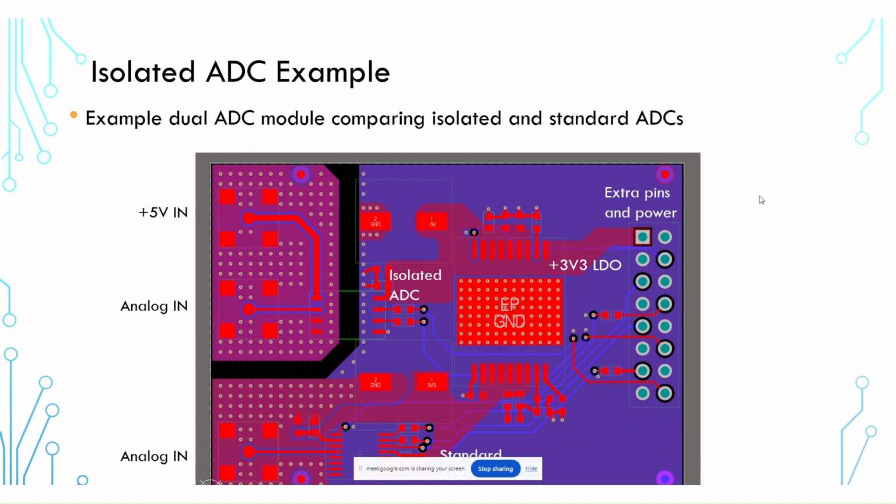So here's another example of usage of an isolated ADC, which we showed in a video. This example shows just a dual ADC module. Here we have our isolated ADC in this upper left corner, and then down below we have our standard ADC. Basically what we're doing is we have 3.3 volts on the right-hand side, which then supplies all of the power pins for the standard ADC, as well as the isolated ADC on the digital side. And then here on the left side, we would have a power input on one connector. So we have a 5-volt input. And then we have our analog signal that we then want to measure with the isolated ADC.